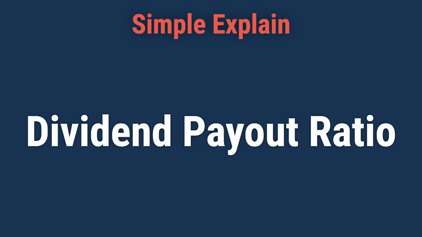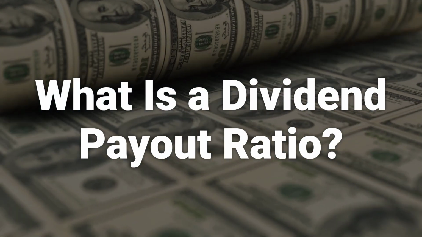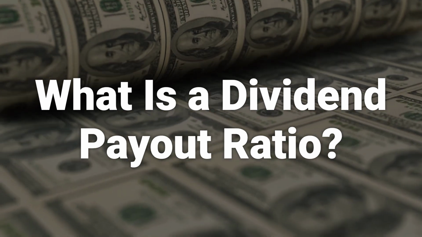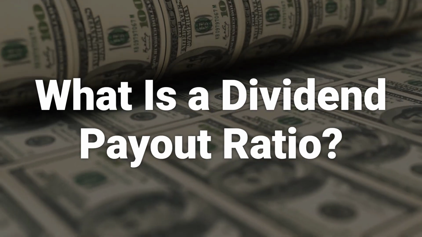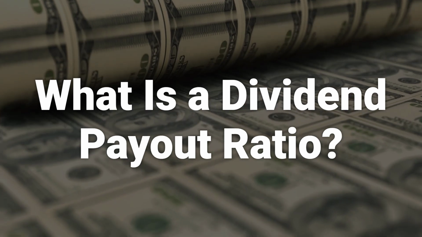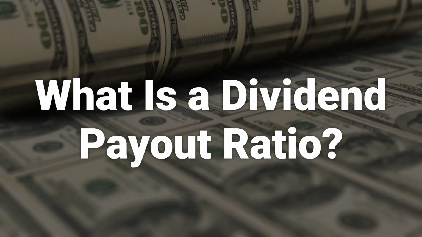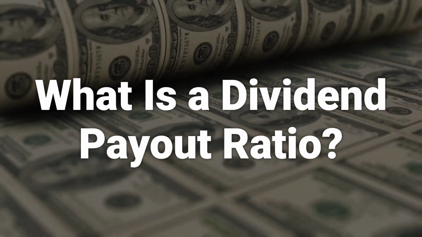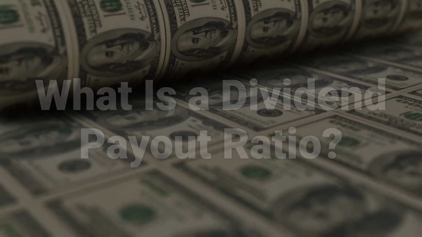Hi. Let's learn about the dividend payout ratio. The dividend payout ratio is the ratio of the total amount of dividends paid out to shareholders relative to the net income of the company. It is the percentage of earnings paid to shareholders via dividends. The amount that is not paid to shareholders is retained by the company to pay off debt or to reinvest in core operations. It is sometimes simply referred to as the payout ratio.